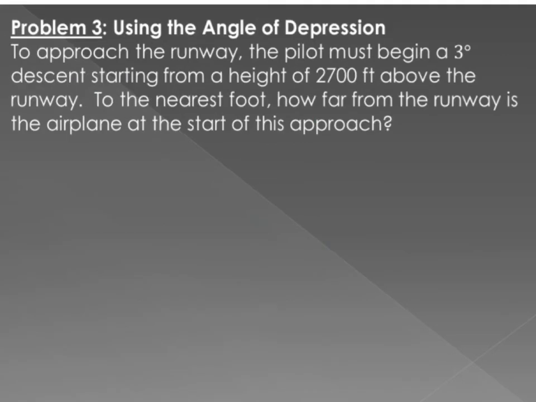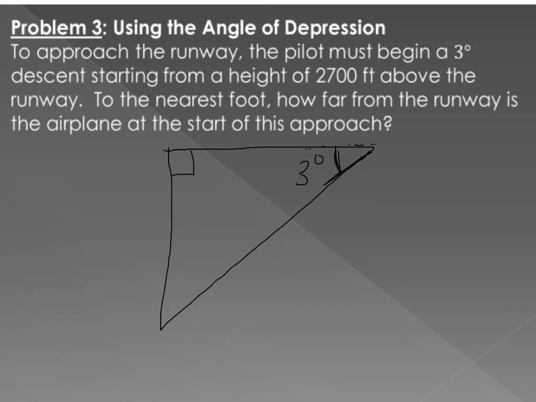Angle of depression. Again, to approach the runway, a pilot must begin a 3-degree descent starting from the height of 2,700 feet. What does this mean? Well, first, it's an angle of depression, so I'm going to draw my triangle out. Why did I draw it differently? Because this is my angle of depression, because this would be if I were looking straight and then looking down. So this right here would be 3 degrees. And it's saying a height of 2,700. So height would be, if I were up and down, so this would be 2,700 feet.